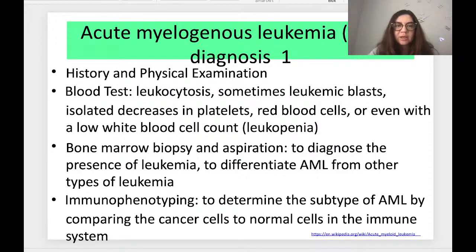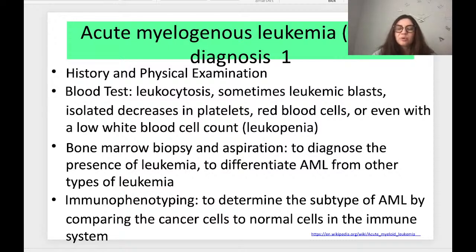Diagnostics of acute myelogenous leukemia. First of all, as usual, it includes history and physical examination of patients, finding all these symptoms. In additional tests, in blood tests, we usually find leukocytosis, sometimes leukemic blasts. What is most typical for acute myelogenous leukemia? It is leukemic blasts. In general, blasts are the main important differentiation. A big number of blast cells is the main sign of acute leukemia. It can be isolated decreases in platelets, red blood cells, or even a low white blood cell count, which we name leukopenia. Bone marrow biopsy and aspiration diagnose the presence of leukemia and differentiate AML from other types of leukemia.